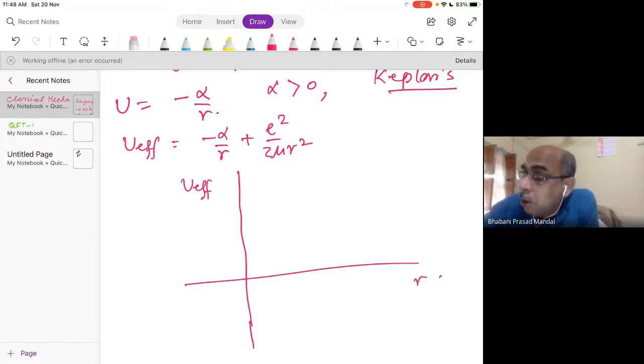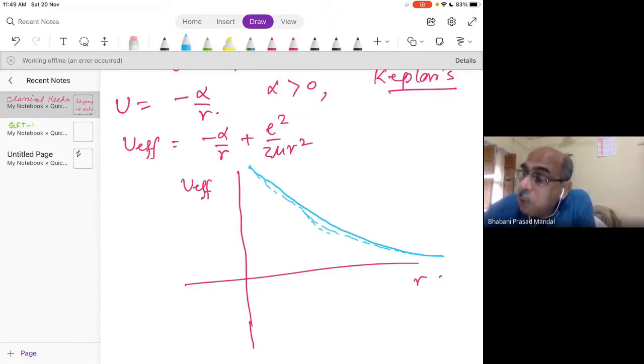Okay, so let me first see what the graphs look like. It is 1 over R square. So for the 1 over R square graph, let me use a different color. The 1 over R square graph will be like this. At R equal to very close to 0, it will blow up. At R very large, it is going to 0.